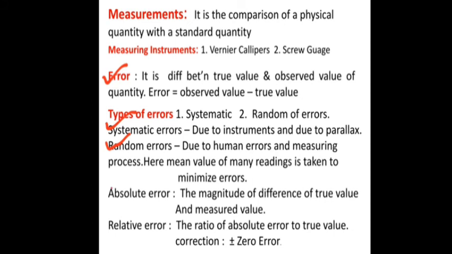Absolute error is there, relative error is there, with their respective definitions. Please understand it. And then there is a correction. It is called plus or minus zero error. When we understand zero error, we will tell you what zero correction is. Okay, let us go now to the particular instruments. First instrument is vernier calipers.